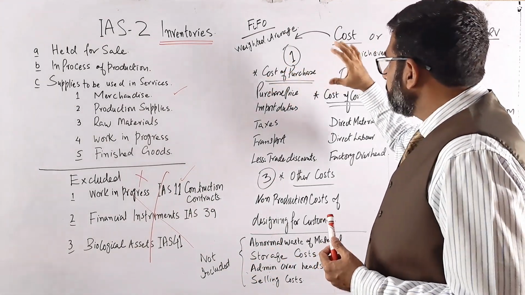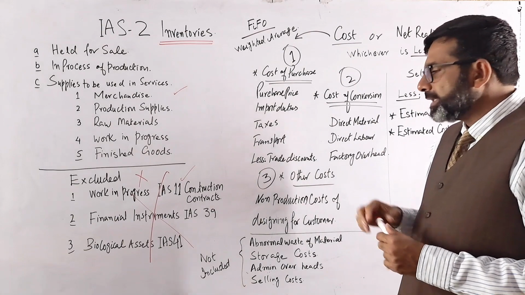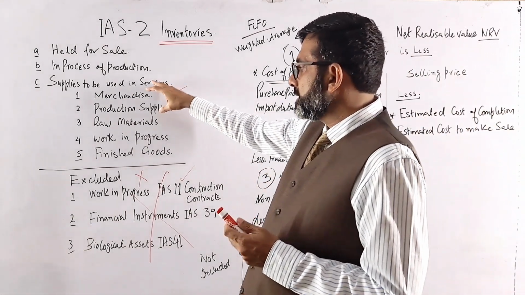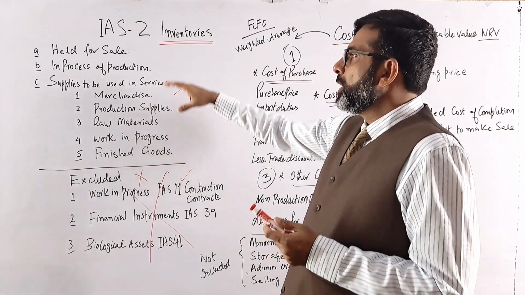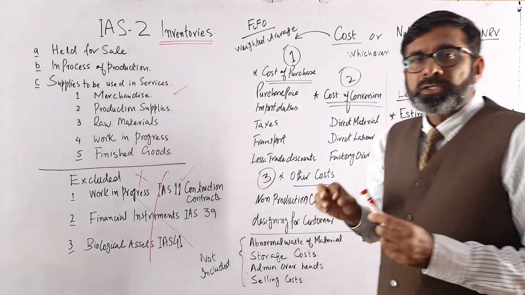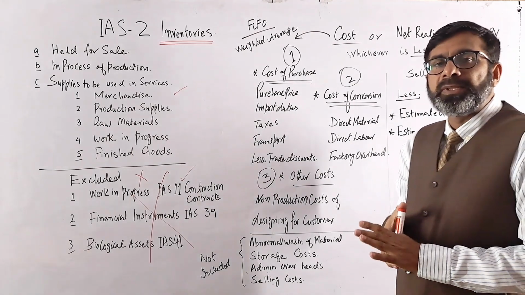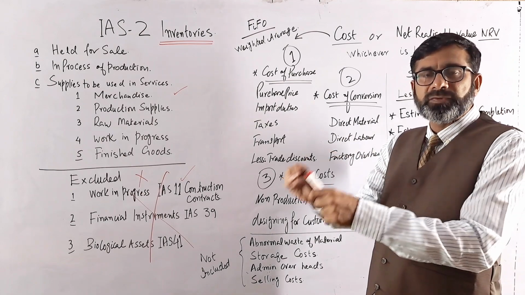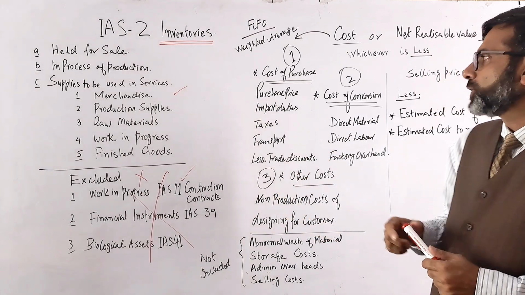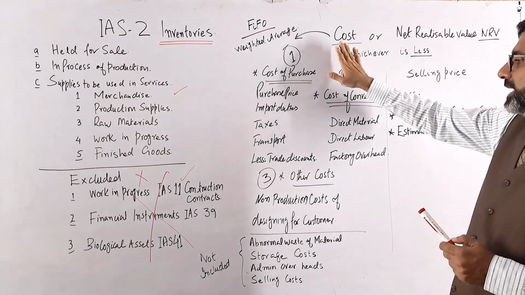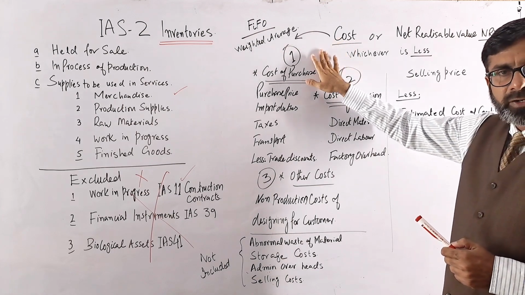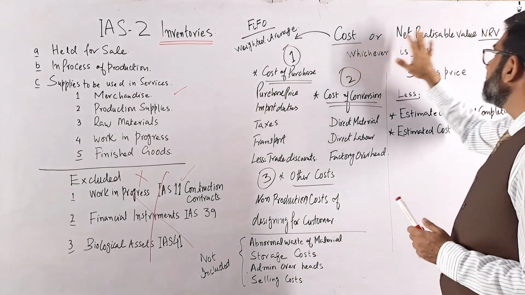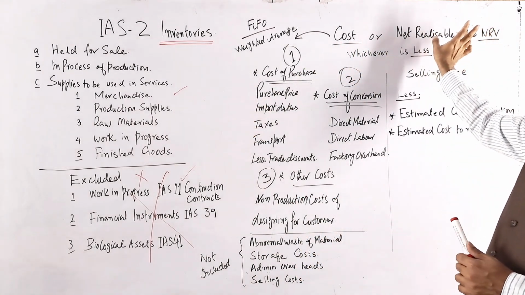Now, first of all, we have to consider here that whenever there are goods available, either it is a merchandise, a work in process, finished goods, or the supplies or the services. So when we are presenting them in the financial statements, how will we present them? What will be the value presented for the closing stock? So we have two things. First is the cost of that inventory or the cost of that merchandise or the cost of that finished goods. And the second thing is the net realizable value.